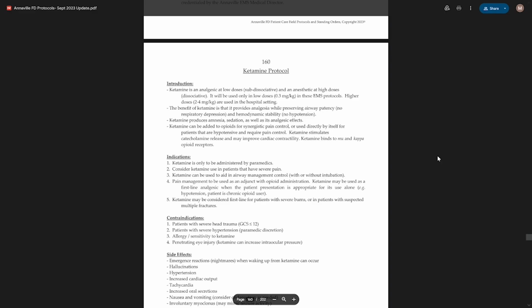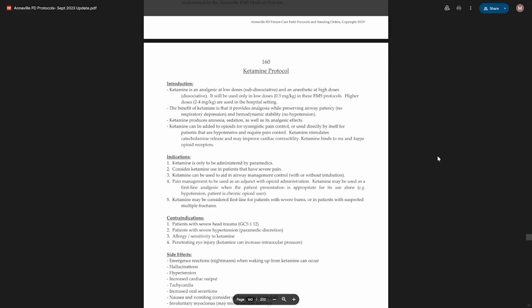It will be used only in low doses at 0.3 milligrams per kilogram in these EMS protocols. Higher doses, 2 to 4 milligrams per kilogram, are used in a hospital setting. The benefit of ketamine is that it provides analgesia while preserving the airway patency, no respiratory depression, and hemodynamic stability, no hypotension. Ketamine produces amnesia, sedation, as well as its analgesic effect.